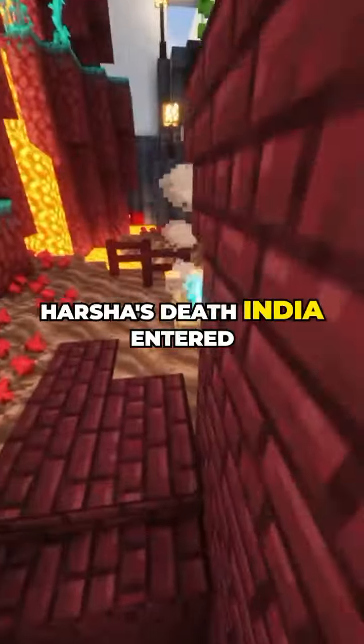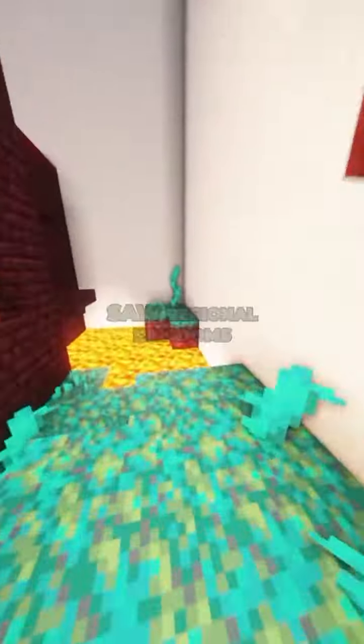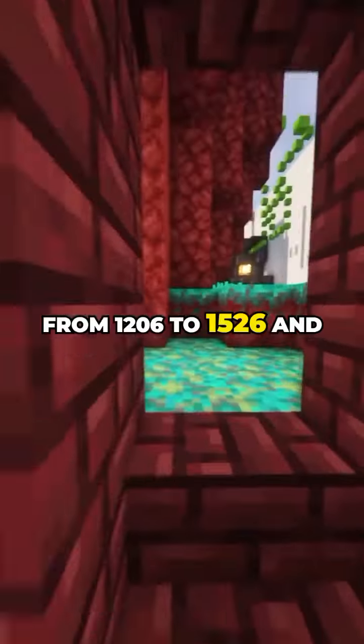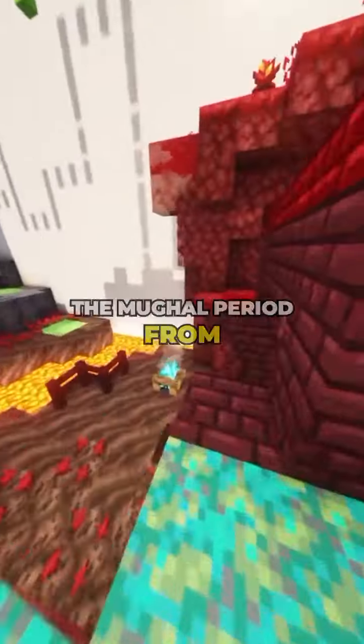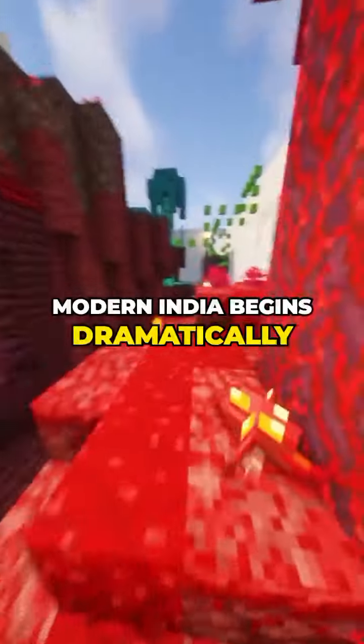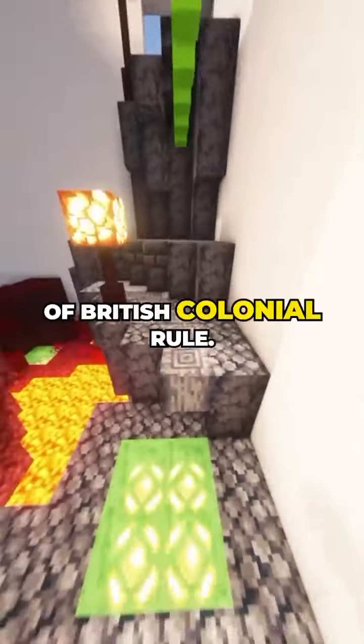After Harsha's death, India entered the early medieval period from 647 to 1206, which saw regional kingdoms rise and fall. Then the Sultanate period from 1206 to 1526, and the Mughal period from 1526 to 1707 ruled India. Modern India begins dramatically in 1757 with the Battle of Plassey, marking the start of British colonial rule.